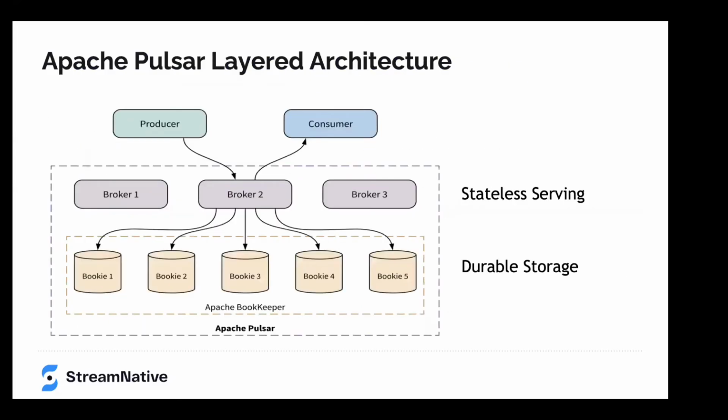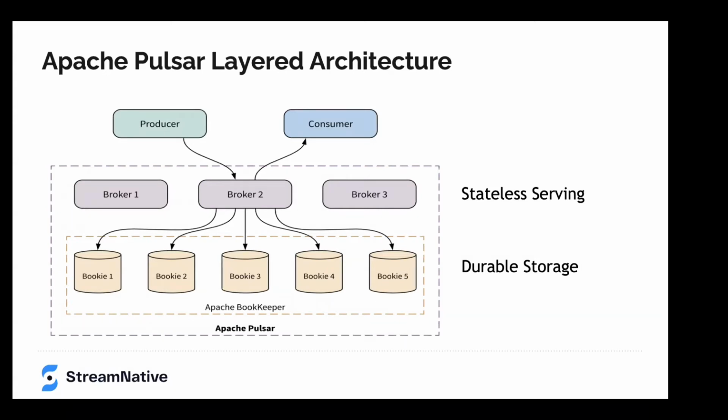So for these four different data processing needs, let's look at how Pulsar's architecture and design support those types of jobs. We all know that Pulsar is a layered architecture. It comes with two layers. The front layer is stateless serving with brokers: producers produce data to brokers, and consumers consume data from brokers. Beneath the stateless serving layer, we have a durable storage layer, mainly backed by BookKeeper.